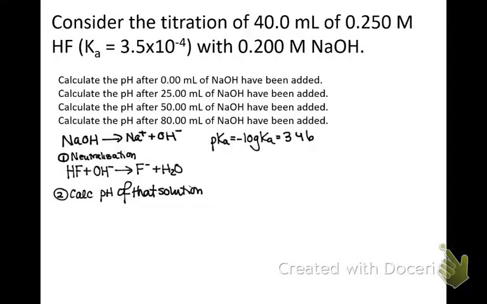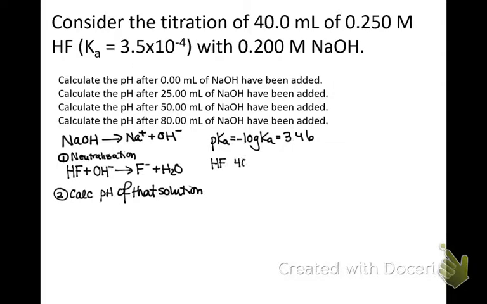We also know that as we're thinking about this, we're going to want to know how many moles of HF we're dealing with, not just the volume. So we know that we have 40 milliliters of 0.25 mole per liter. And we're going to find that it makes the numbers easier to work with if we think about millimoles.